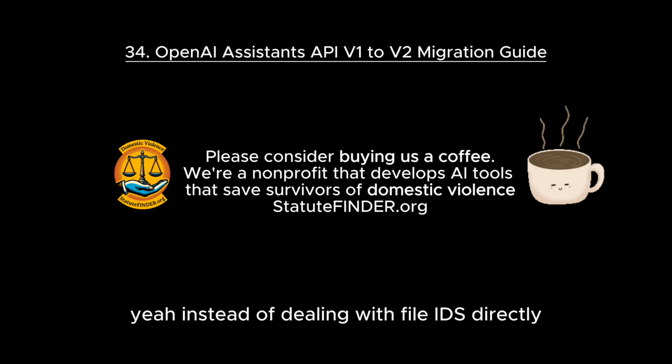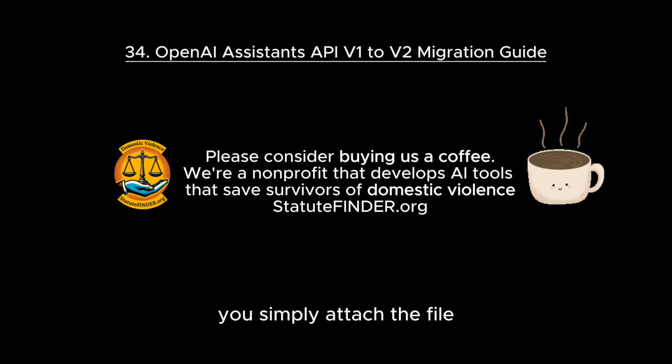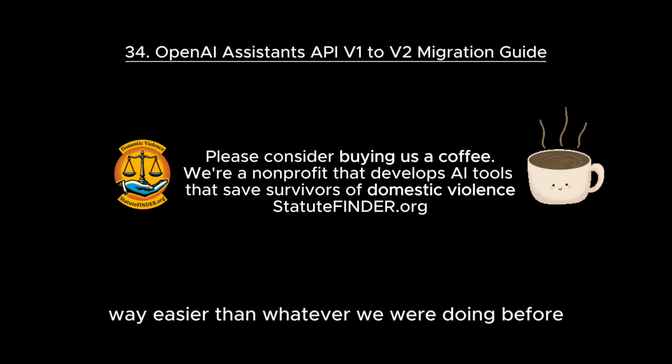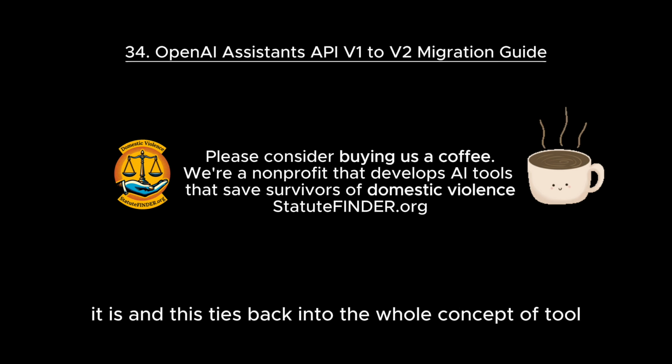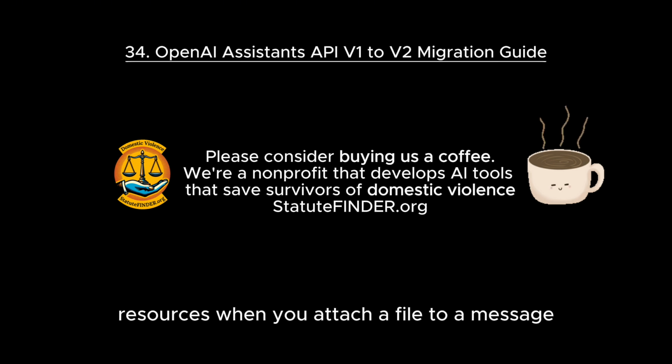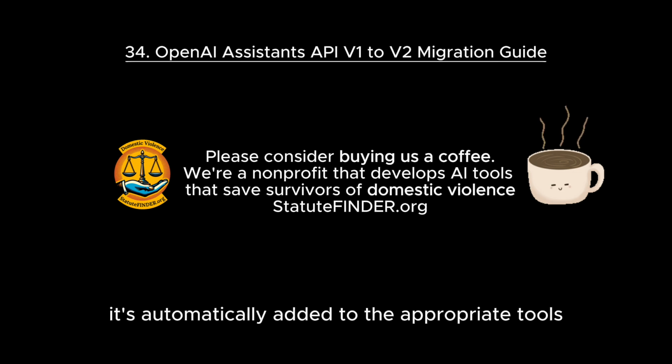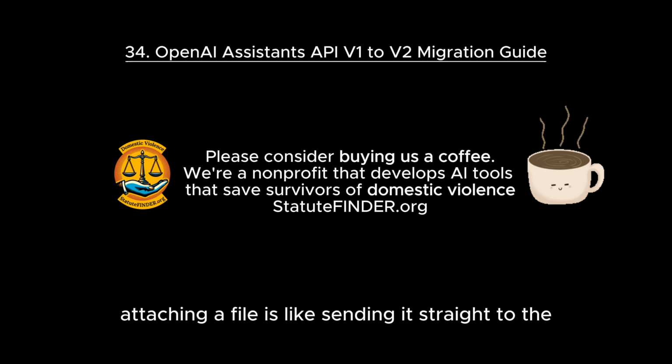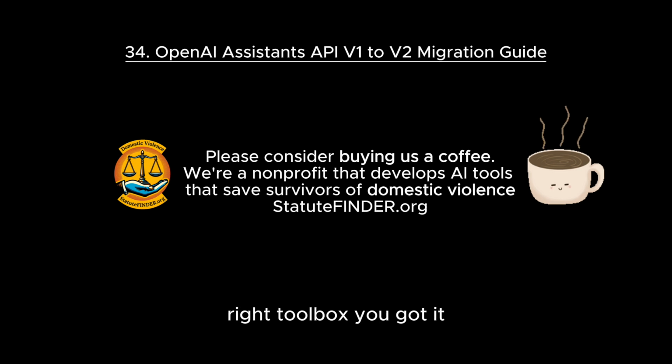Instead of dealing with file IDs directly, you simply attach the file and the API takes care of the rest. That sounds way easier than whatever we were doing before. It is. And this ties back into the whole concept of tool resources. When you attach a file to a message, it's automatically added to the appropriate tools resources. So attaching a file is like sending it straight to the right toolbox. You got it. It's all designed to make the process more intuitive and efficient.